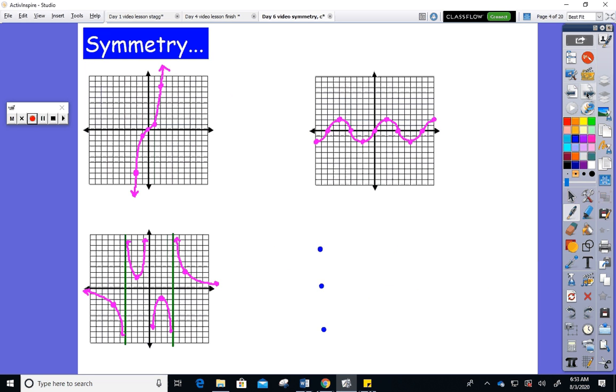All right. So let's look at another type of symmetry. Again, jot these down. Pause the video if you need to. You probably do need to. Put them in your notes.